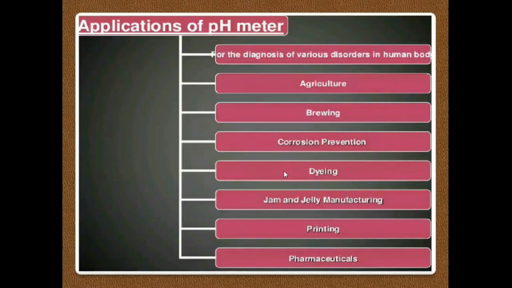Applications: disorders in human blood and human body. Agriculture, where the pH meter is used. Then dyeing. Then brewing and fermentation industries, where the pH meter is used. Corrosion prevention, where the pH meter is used. Dyeing industries, jam and jelly manufacturing, printing, and pharmaceutical industries. All these places, the pH meter is used. These are the main applications.